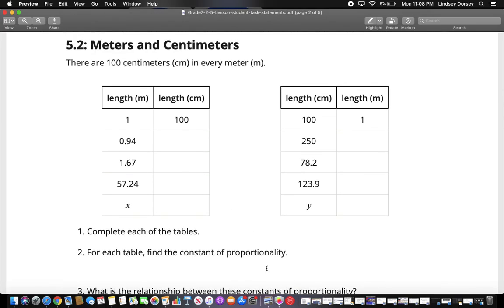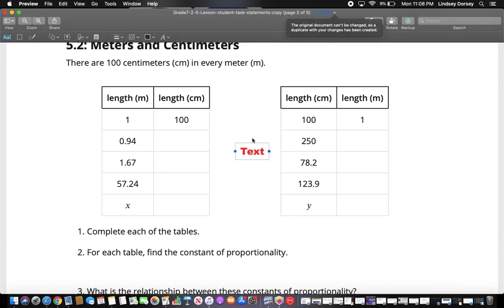So 5.2, meters and centimeters. We know that there are 100 centimeters in every meter. Therefore, 0.94 meters is how many centimeters? Good. Okay, 1.67 meters is how many centimeters? What about 57.24 meters? How many centimeters would that be?